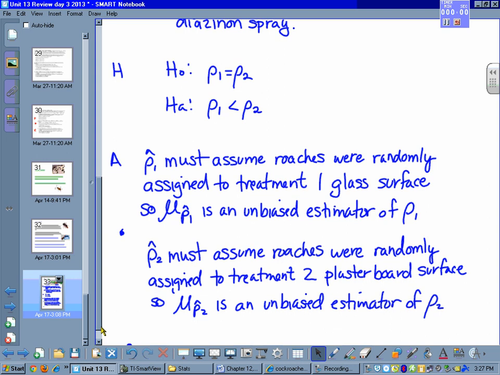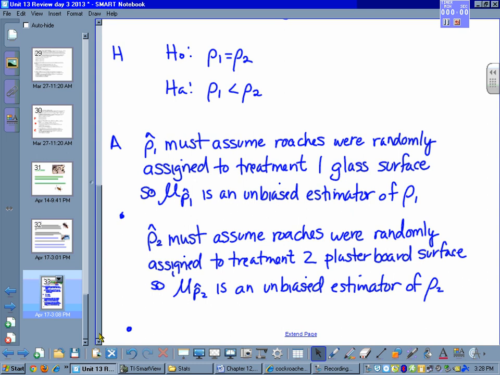Our initial paper says nothing about random selection, and I want to comment that they don't have to randomly pick their 18 cockroaches or 36 cockroaches. What they need to have done is randomly select which cockroaches will be placed on the glass and which will be placed on the plasterboard. So keep that in mind when you are writing your first assumption. For p-hat sub 1, we have to assume that the cockroaches were randomly assigned to the glass treatment, and for p-hat sub 2 we want to know that there was a random assignment to the plasterboard surface.